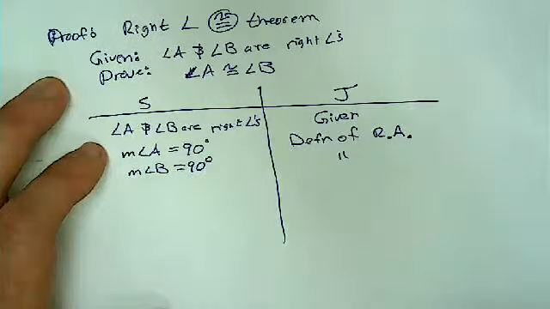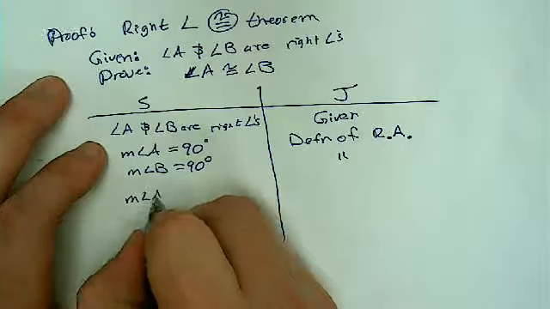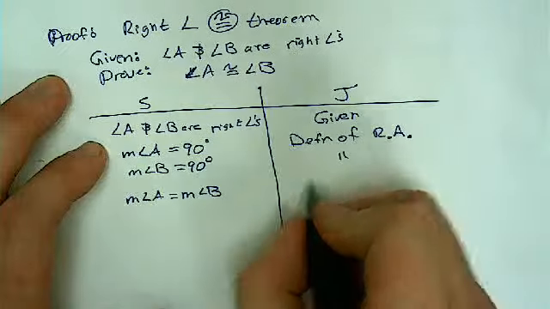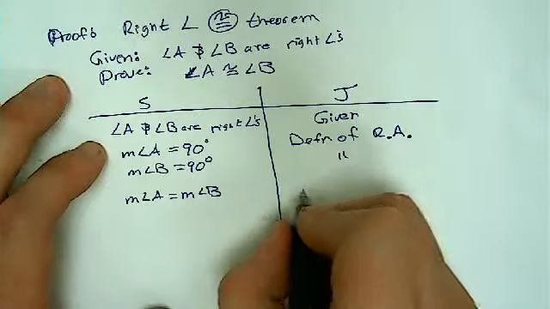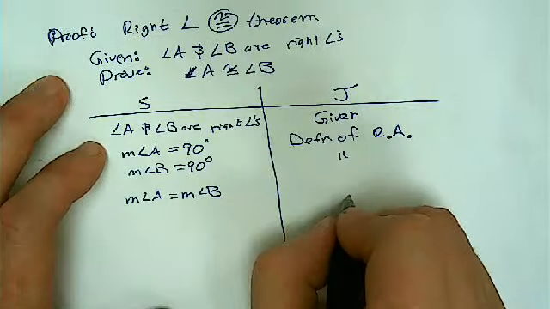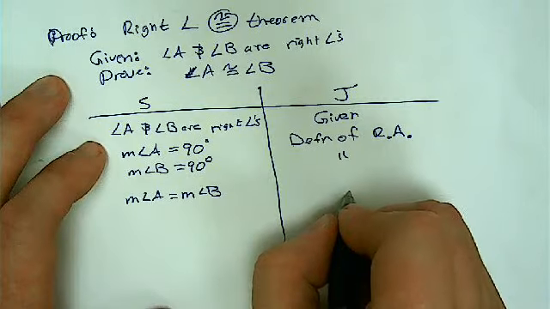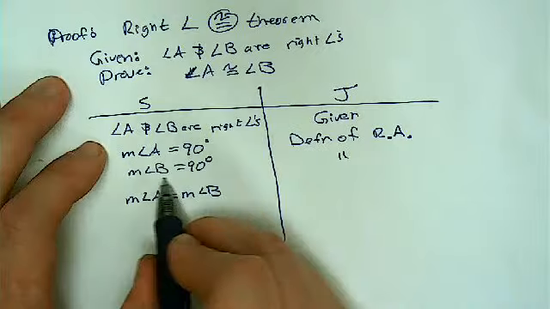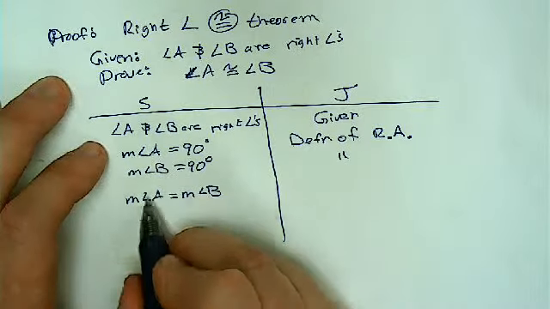Nope. Why? Oh, yeah. Somebody else, what's that rule that I'm using? What property, postulate, or theorem? A equals 90, B equals 90. Cut out the middleman, let's just say A equals B.